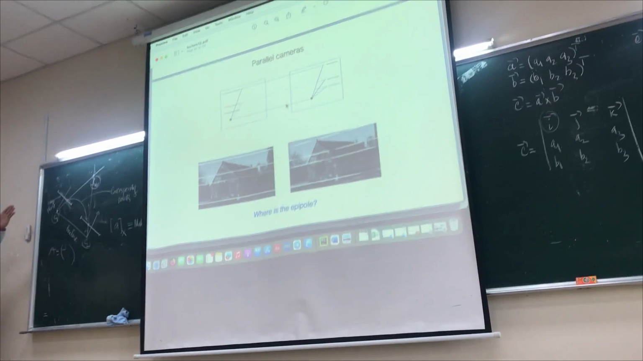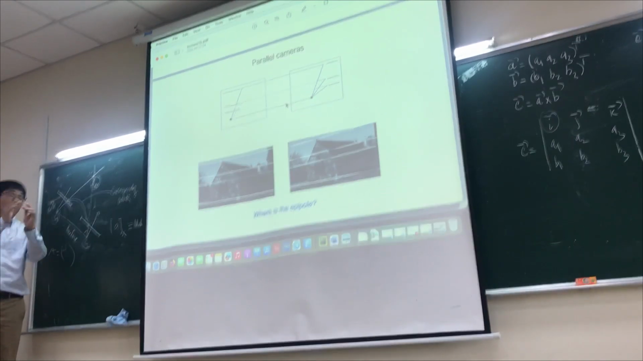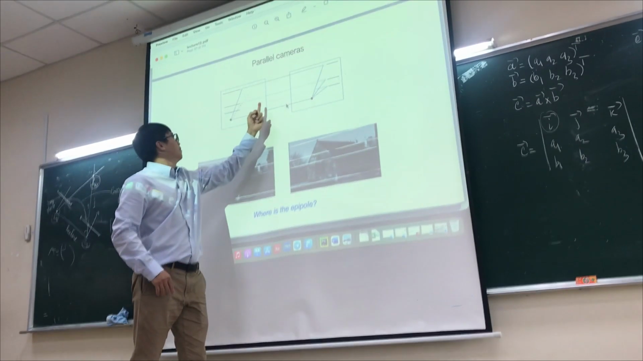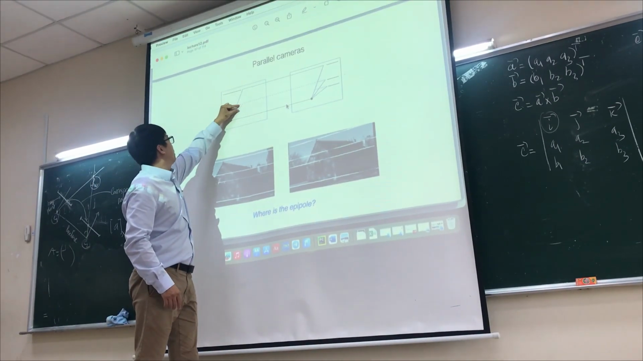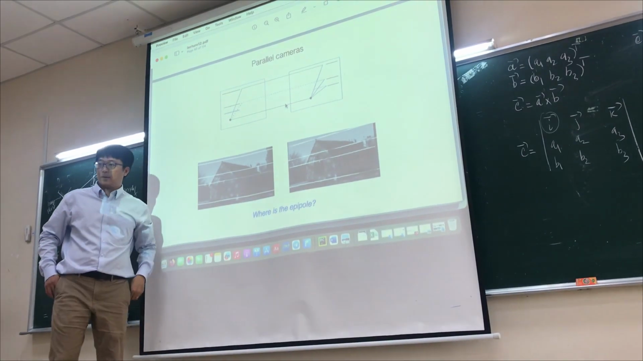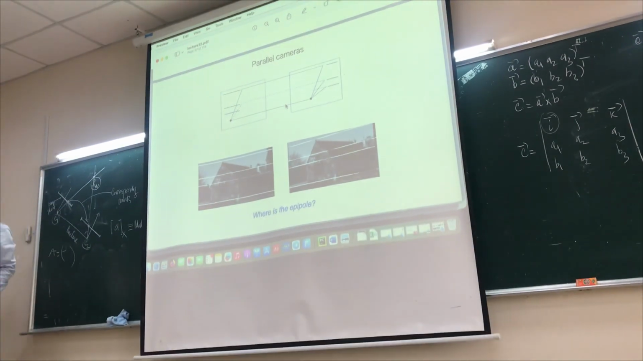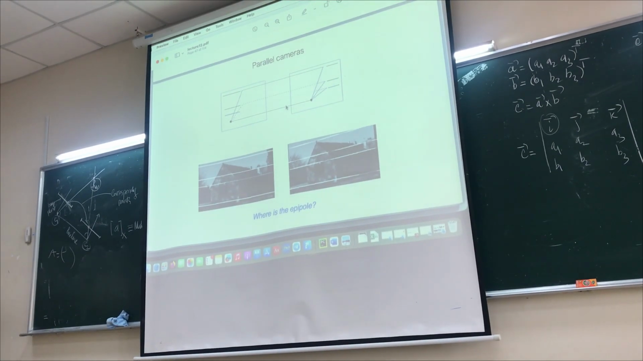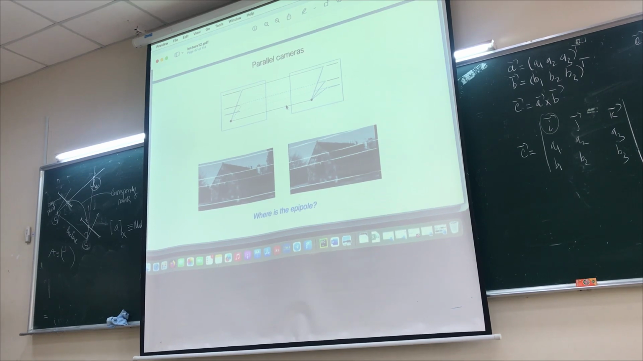But that is converging. What do I mean by parallel? When the principal axes of the two cameras are perfectly parallel, what is the feature of the epipolar lines? They are parallel together. Okay. Look at that. What is the property of that? Why do you have to study that? Wow.